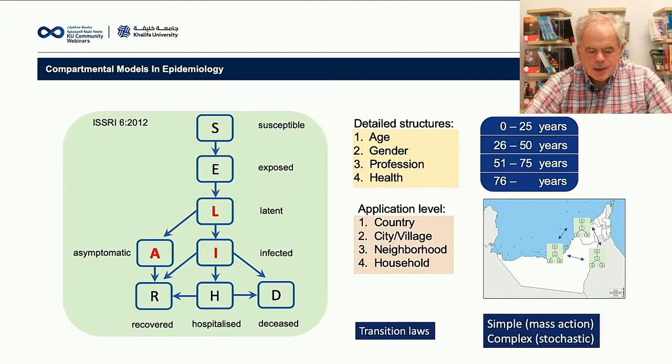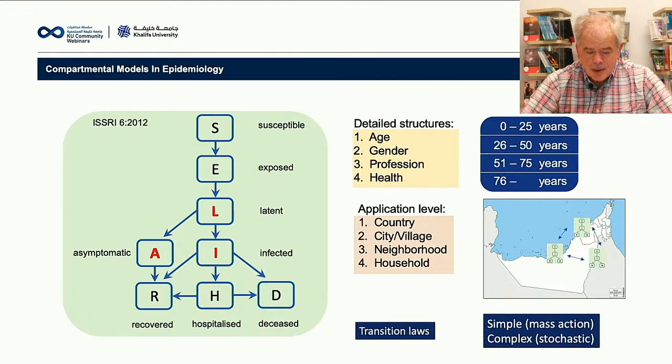One way is to divide it according to the people's age. So, for example, in each of these populations here, you can have smaller boxes, each one containing people of a different age range. The same thing can be done with the gender, the profession, and the health status of the people in each population.